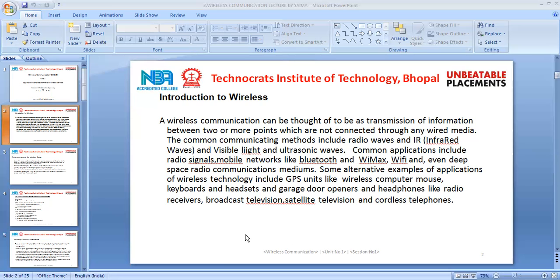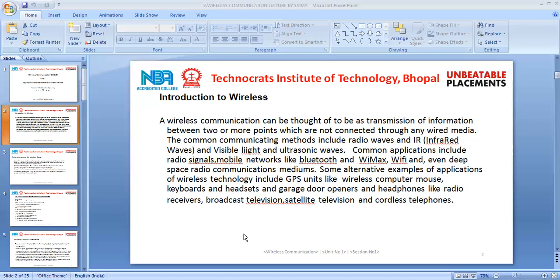Common applications include radio signals and mobile networks. In mobile networks, we are using Bluetooth, WiMAX, Wi-Fi, and even deep space radio communication mediums. Other examples of wireless technology applications include GPS units, wireless computer mouse, keyboards, and handsets. Also, we have seen garage door openers and headphones, radio receivers, broadcast televisions, satellite televisions, and cordless phones.